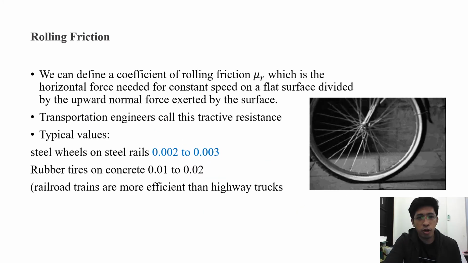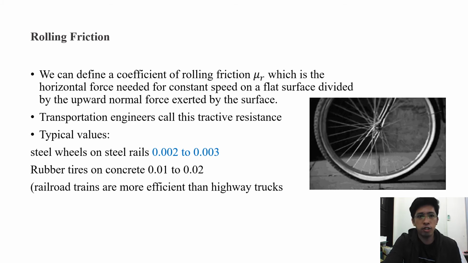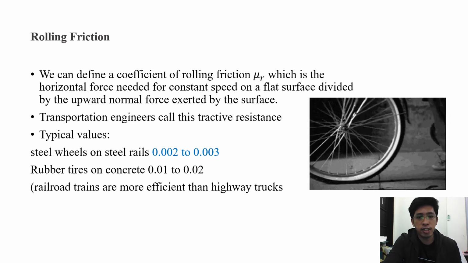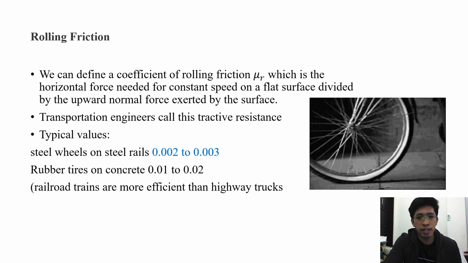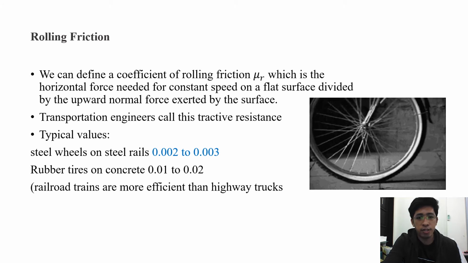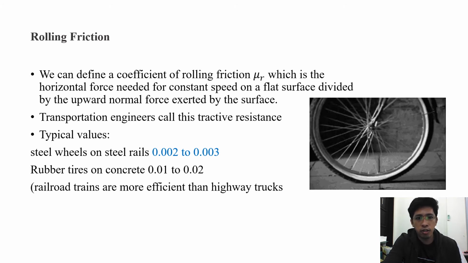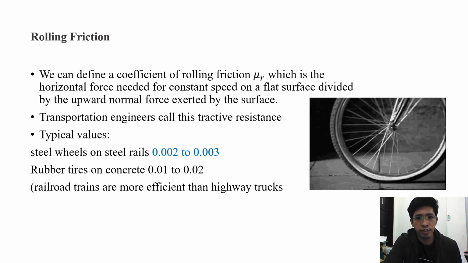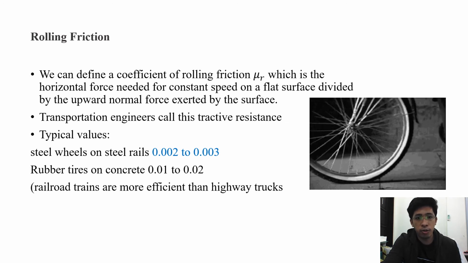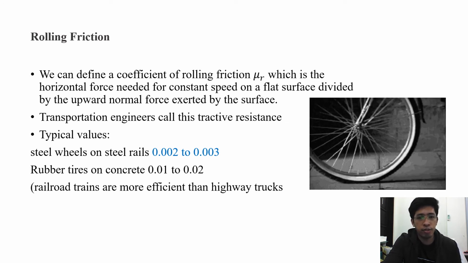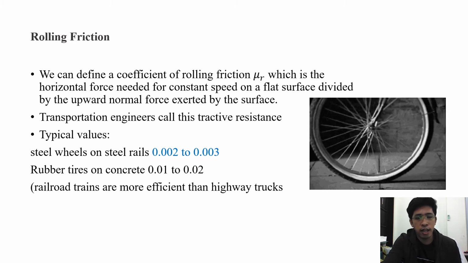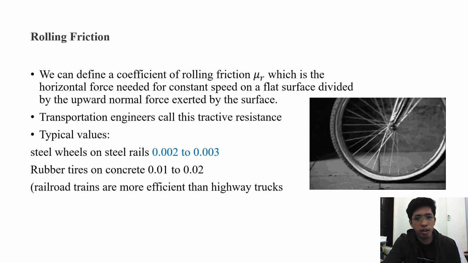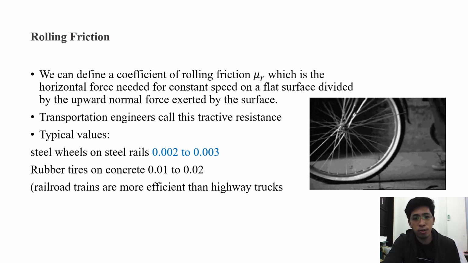We have this other type of friction which we call rolling friction. So we can define a coefficient of rolling friction mu r, which is the horizontal force needed for a constant speed on a flat surface divided by the upward normal force exerted by the surface. The rolling friction is usually called by transportation engineers tractive resistance. Typical values: steel wheels on steel rails, 0.002 to 0.003, and rubber tires on concrete, 0.01 to 0.02.